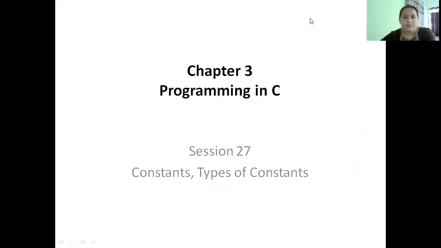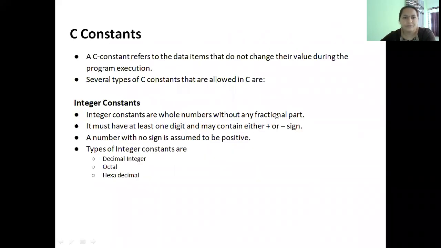In this video, I'll be teaching you what is a constant in C and what types of constants are supported in C language. A constant is nothing but a data item whose value does not change during the program execution. Several types of C constants are available. The main types of C constants are integer constants, real or floating point constants, character constants, and string constants.